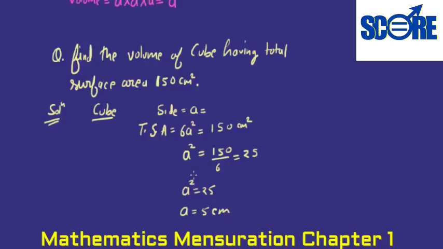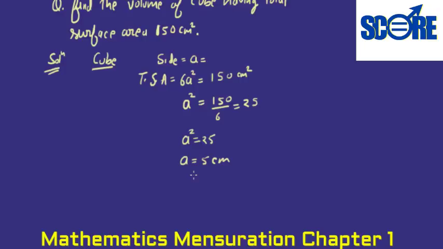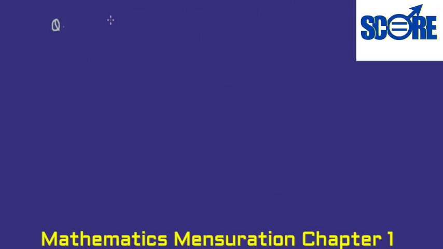Now in this question we have to find the volume of the cube. We know that the volume of a cube is defined as side cube, and the side we already found, that is a equals 5. So put a equals 5 here, 5 cube, and we know that 5 cube is nothing but 125 centimeter cubic. So the volume of the cube is 125 centimeter cubic. Now let's do one more problem.